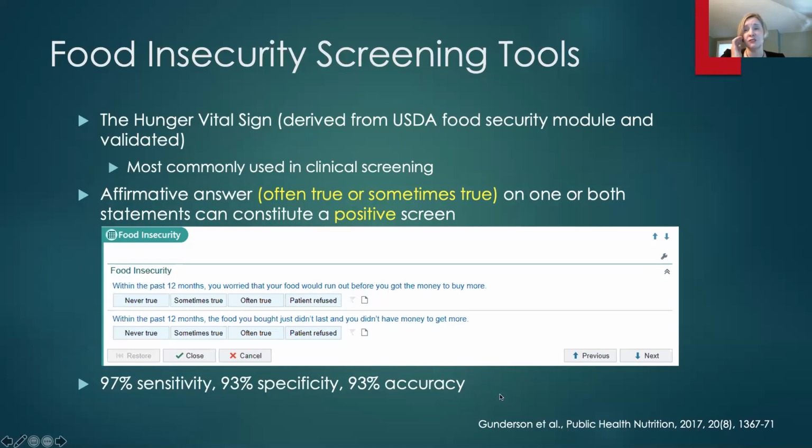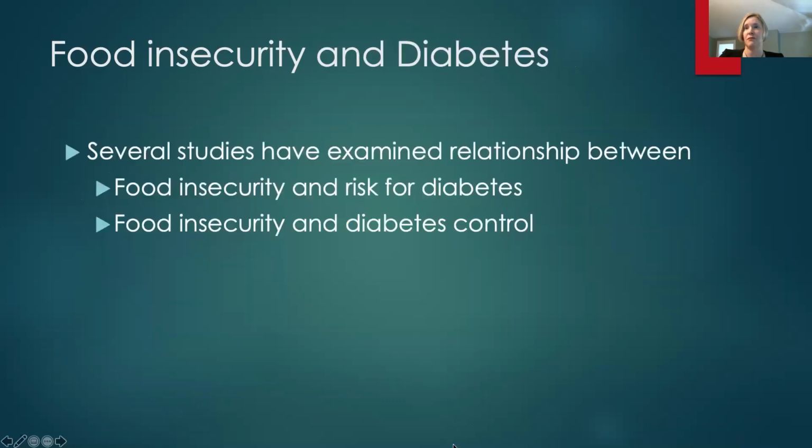This was initially developed in pediatrics, but has now been validated in the adult population using the 2013 Current Population Survey Supplement. They found that while specificity varied by households, with a slightly lower specificity among households with children and lower income households, this was quite sensitive in detecting people at high risk for food insecurity. And this tool, as indicated here, is present in EPIC under the History tab or accessible during a visit in the Socioeconomic history. There are several studies that have examined the relationship between food insecurity and risk for diabetes, and food insecurity and diabetes control, and we will review some of them here.